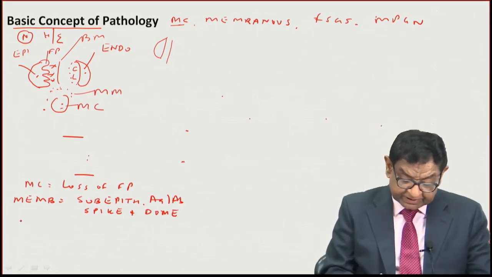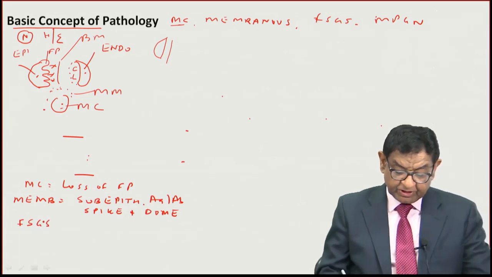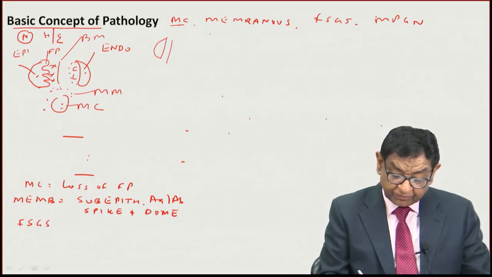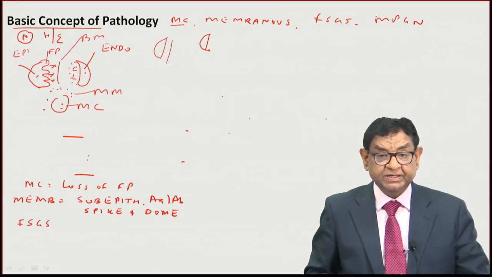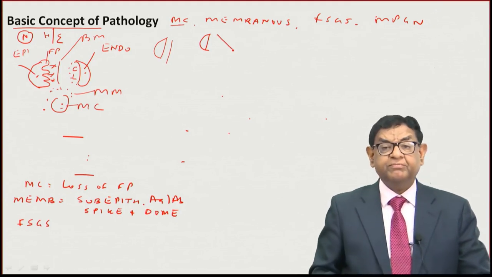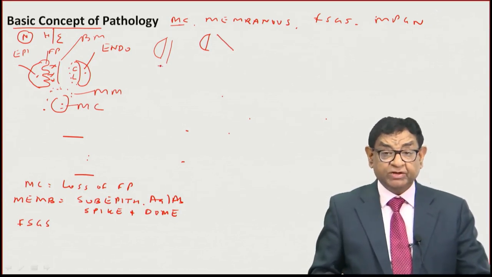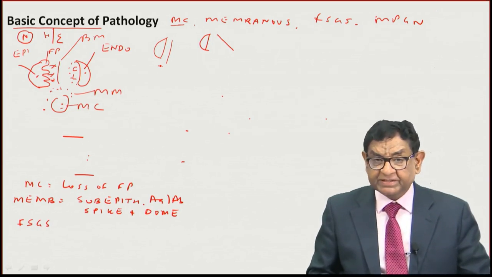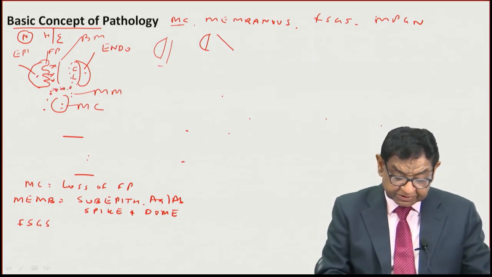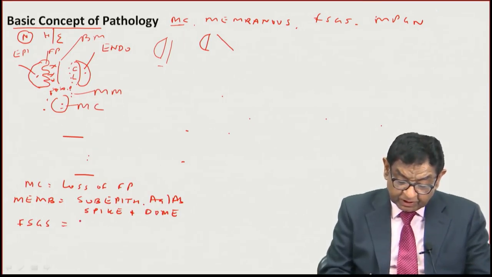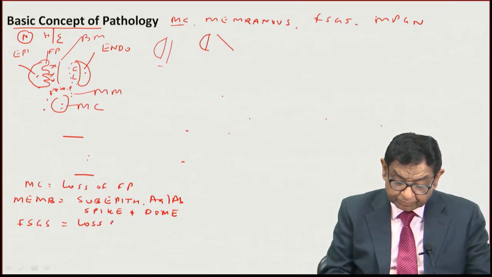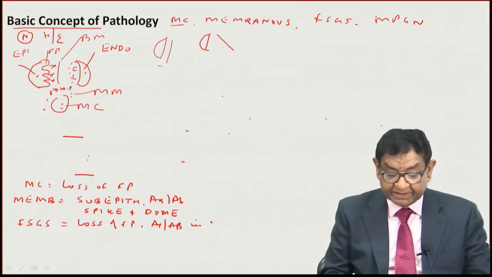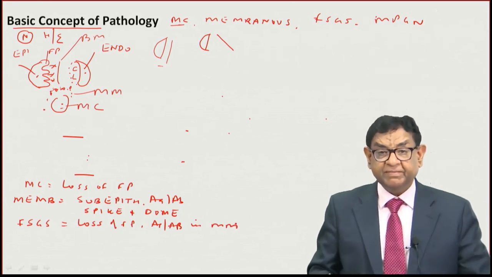Now let's see what happened in FSGS. FSGS is focal and segmental glomerulosclerosis. Here also loss of foot process occurs, just like in minimal change. But it gets detached from the basement membrane. Remember, in minimal change, it did not get detached. And in minimal change, there was no antigen antibody deposition. Here, in FSGS, antigen antibody deposition occurs in the mesangial matrix. So FSGS: loss of foot process, and antigen antibody in the mesangial matrix. MM stands for mesangial matrix.